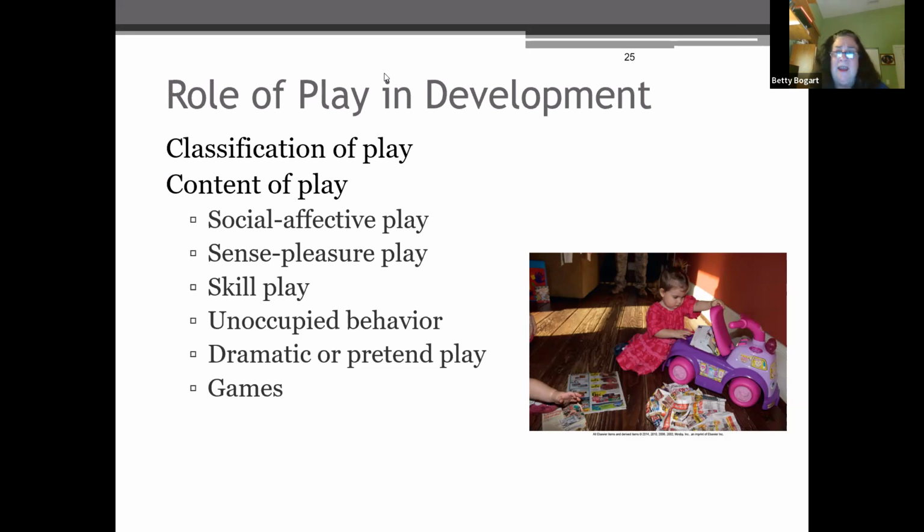And then dramatic play is something we use in the hospital. We sometimes want to know what happened to the kid. So we'll put them with dolls or toys and we'll see what they do to those. It could be a sexual thing that happened or an abuse thing. We can tell by this dramatic play.